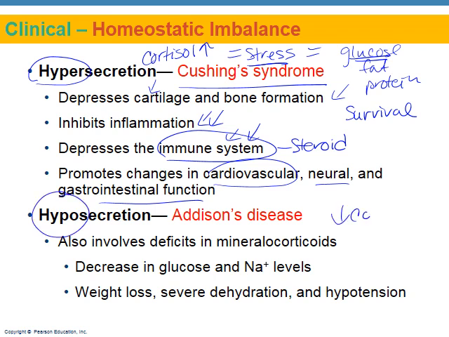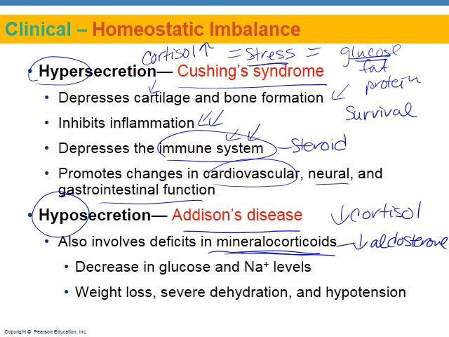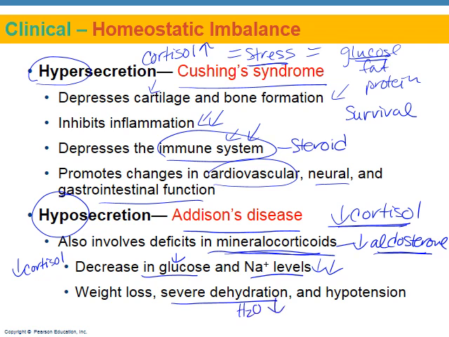So you have decreased cortisol. That's something called Addison's disease, and it also involves mineralocorticoids, which means you also have decreased aldosterone. So if you have decreased cortisol, you're going to have decreased glucose and decreased sodium levels. The aldosterone is going to contribute to the decreased sodium levels. You're going to have severe dehydration because if you have low sodium, you're also going to have low water. And if you have low water, you're going to have low blood pressure.